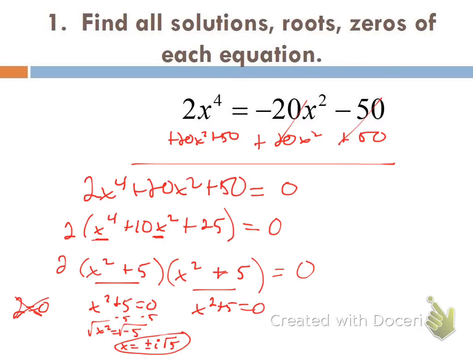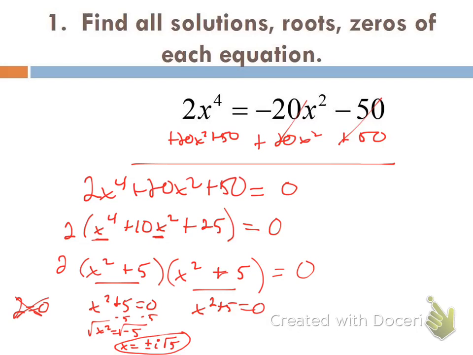What does it mean if our solutions are all imaginary? Well, like I said, solutions, roots, zeros, and x-intercepts are all the same. So if your solutions are imaginary, that means your graph is not going to cross the x-axis. There's not going to be any x-intercepts. Okay?